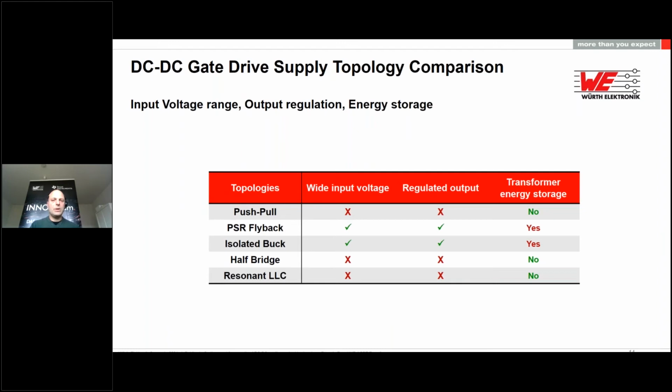In another table, we can see a comparison related to the input voltage range, regulated output, and whether the transformer needs to store the energy, or in other words, to have a gap. The flyback and isolated buck have the advantage of a wide input voltage range and as well a regulated output, but they need to store the energy. On the other hand, push-pull, half-bridge, and LLC need a fixed input voltage, but no energy storage is required, and the output voltage is unregulated.